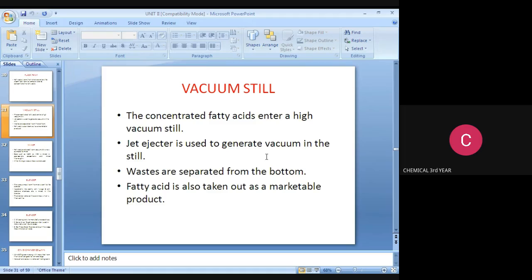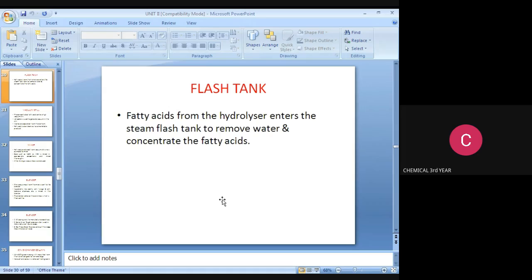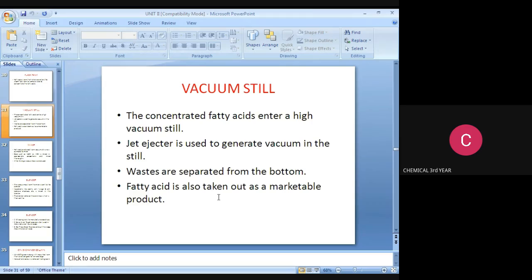So in the hydrolyzer, we are obtaining two products. The top product is fatty acid and the bottom product is glycerin. The top product is passed through two unit operations. One is the flash tank, where water is removed and the fatty acid is concentrated, and then it passes to the vacuum still, where we obtain the marketable product. How is the vacuum produced? Using a jet ejector we can generate the vacuum.